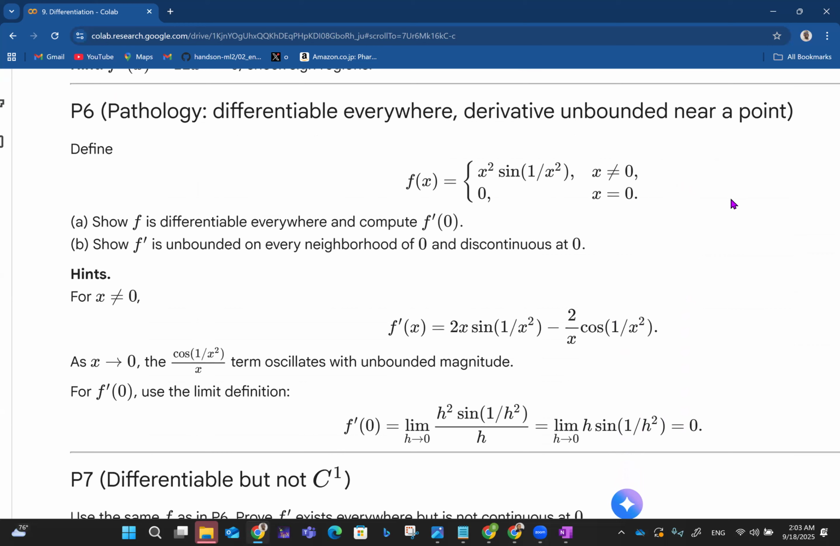Then for pathology, which is differentiable everywhere, derivative unbounded near a point. So define this step function. Show f is differentiable everywhere. Show f prime is unbounded. So the hint is for x not equal to 0, f prime of x is 2x sine of 1 over x squared minus 2 over x cos of 1 over x squared. As x approaches 0, the cos of 1 over x squared oscillates with unbounded magnitude. So for f prime at 0, use the limit definition, and then you can show all of these things.